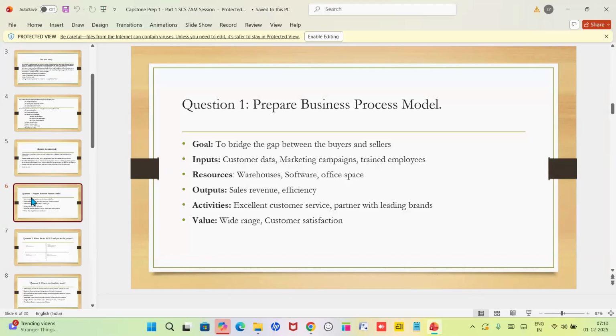And the goal is nothing but to bridge the gap between the buyers and sellers. The inputs are the customer data, marketing campaigns, and the trained employees. So these are the goal, inputs, and resources used in my case study. In the same way, you need to go through your case study and answer all the questions based on your case study. Okay, so the resources like warehouses, software, and office space are used. We have used them in this case study, and we have to go through the value activities. And this is the first question.